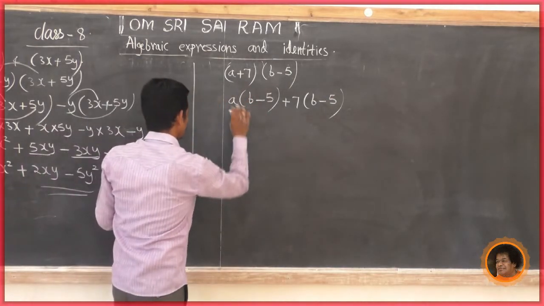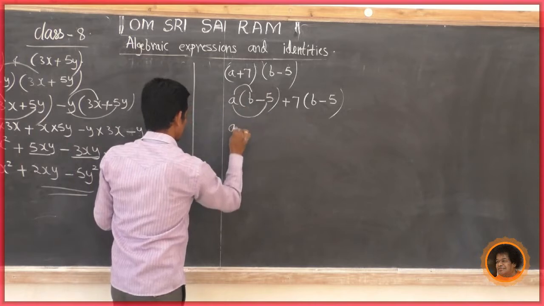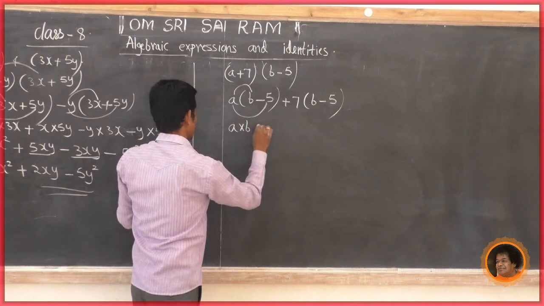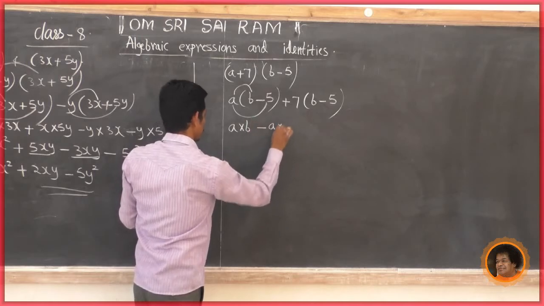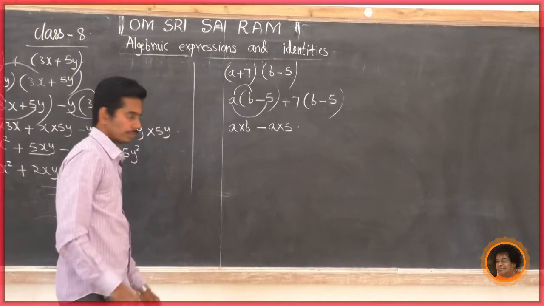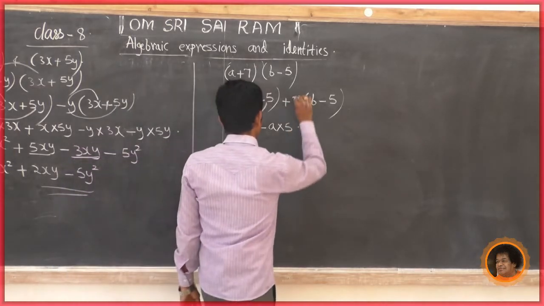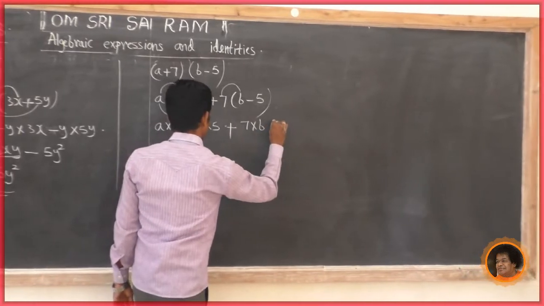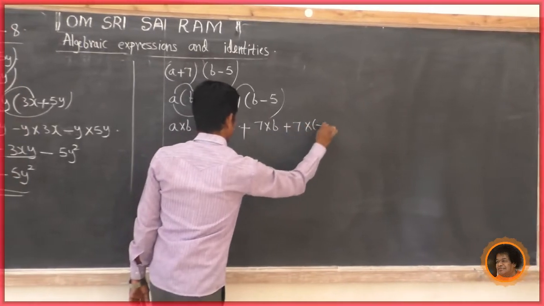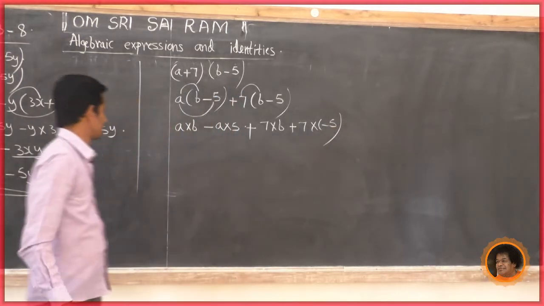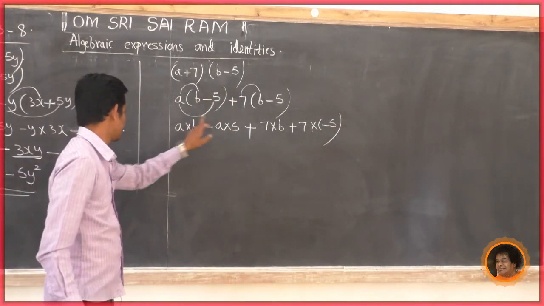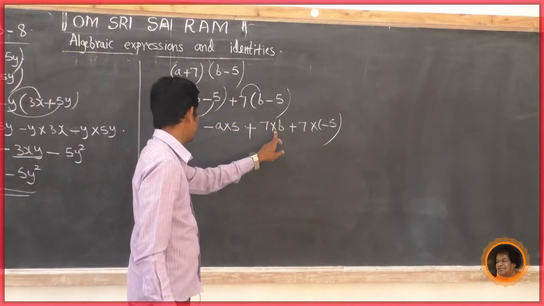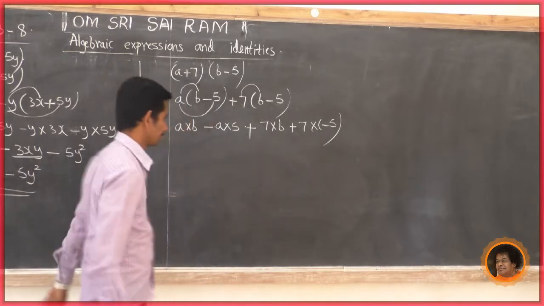Now this a into b, then a into minus 5. So a into b, then minus a into 5, plus this 7 into b, then plus 7 into minus 5. A into b, then this a into minus 5. Then plus 7 into b and 7 into minus 5.